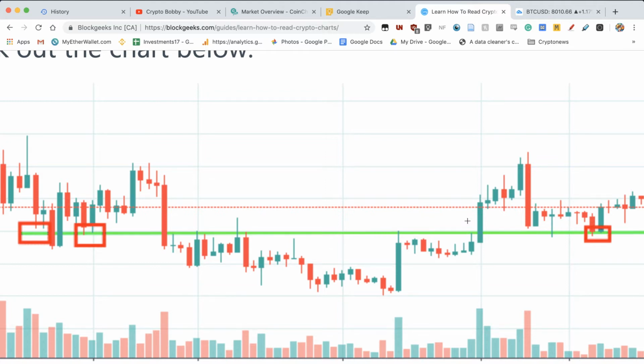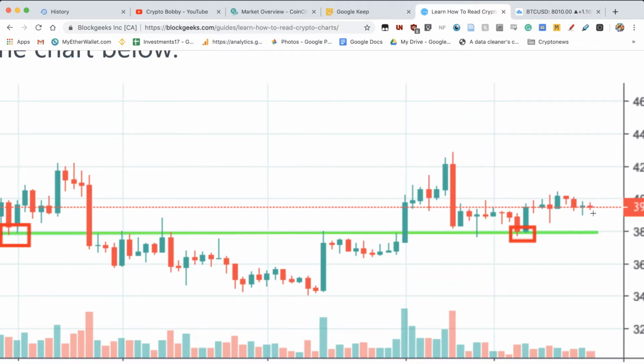And it becomes support as soon as it gets tested again, as you can see here with this wick, and here with these two candles. Here we've also got a nice example of a bearish candle, and then a bullish engulfing candle right afterwards.